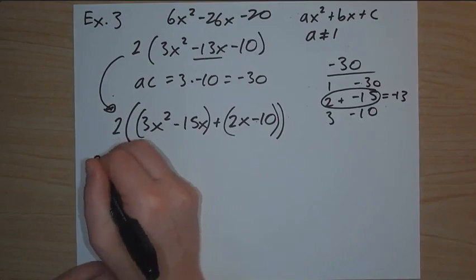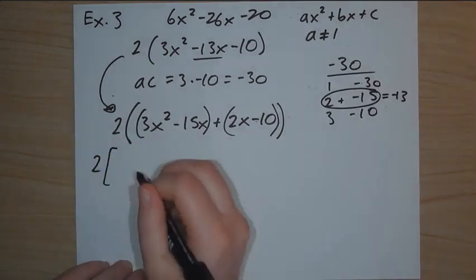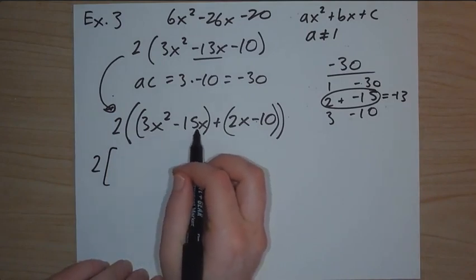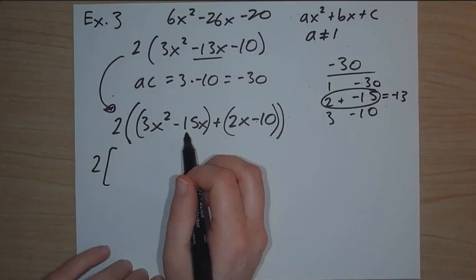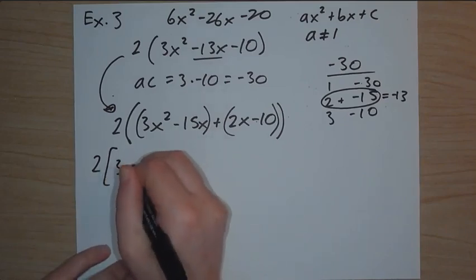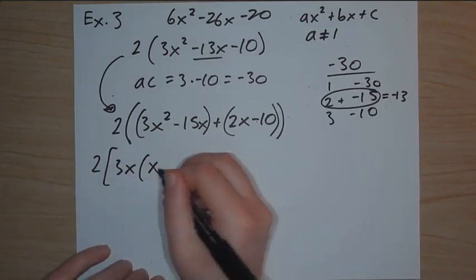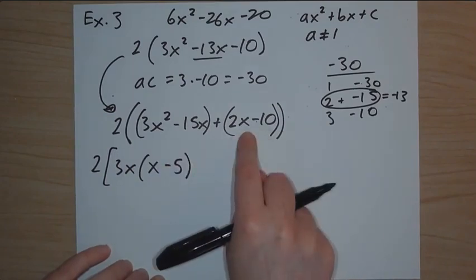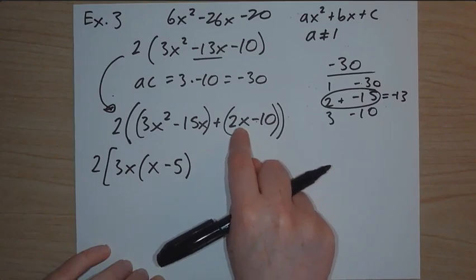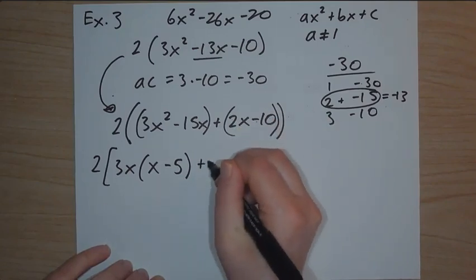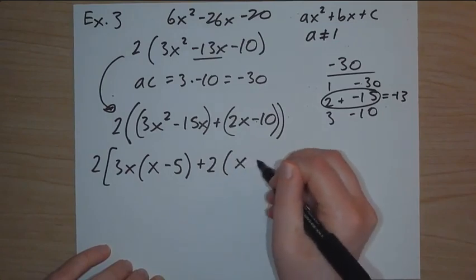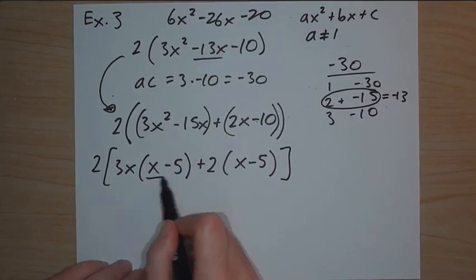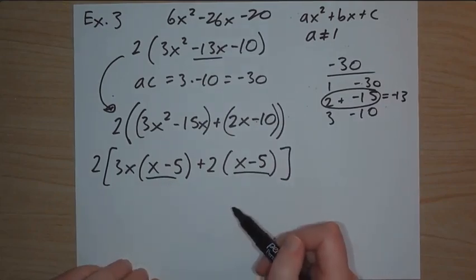So we have 2 just hanging out here. Inside this first group, 3x squared minus 15x, we can factor out a 3 and an x. So we have 3x. We're left with x and negative 5. For this term, we have 2x minus 10, we can factor out a 2. So factoring out a 2, we're left with x minus 5. And we'll notice that we have the same term here and here, x minus 5.